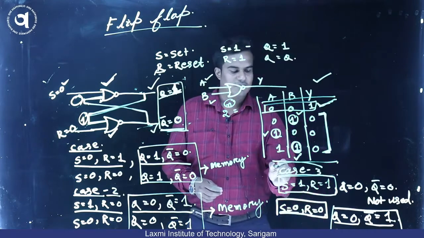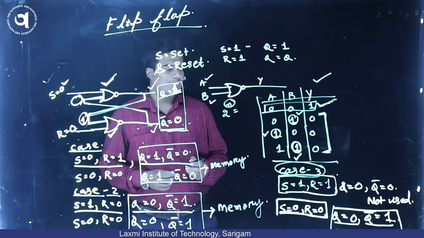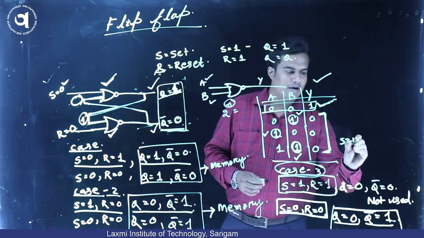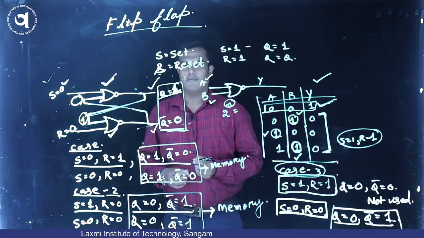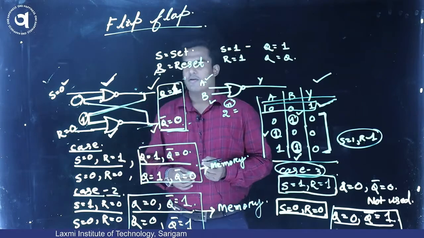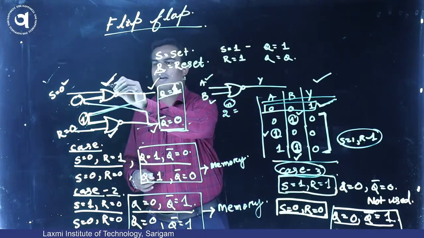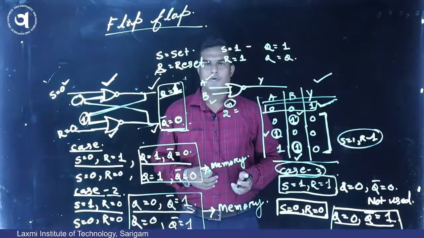So due to this case 3, the entire system failed. So S equal to 1 and R equal to 1 is never used. This is a major demerit of the SR flip-flop. Another thing is that before using the circuit, we need to know what circuit is used inside the flip-flop, either NOR gate or NAND gate. Accordingly, the output will change.